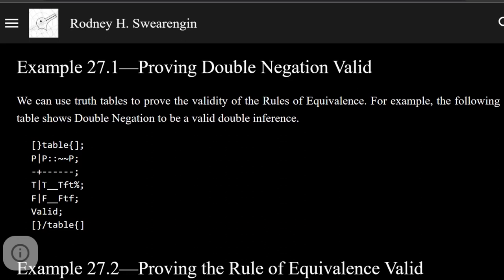If we take P as the premise, then wherever it is true, the conclusion not not P is true. And if we take not not P as the premise, wherever it is true, the conclusion P is also true. And so that checks out, and the bidirectional inference is valid.